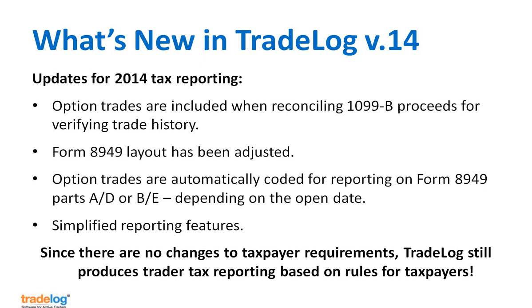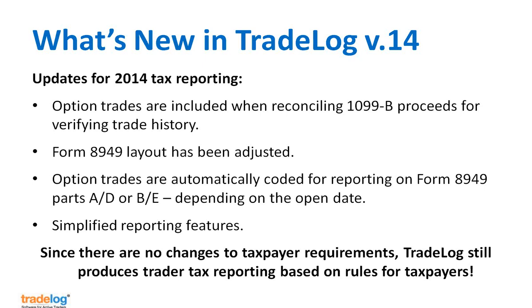Of course, we talk about options trades. So when you run the reconciliation for the 1099B proceeds, TradeLog is going to include options trades in the gross proceeds, whereas in previous years we subtracted that. So that's a big change, and so that's going to help when it comes to verifying trade history. And we'll talk a little more about this later because I'm going to show you some of these key points, but just wanted to kind of run down some of the general.